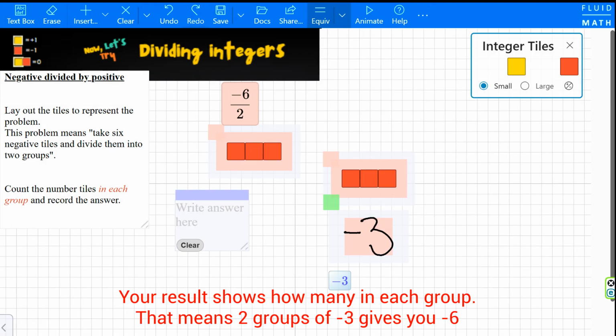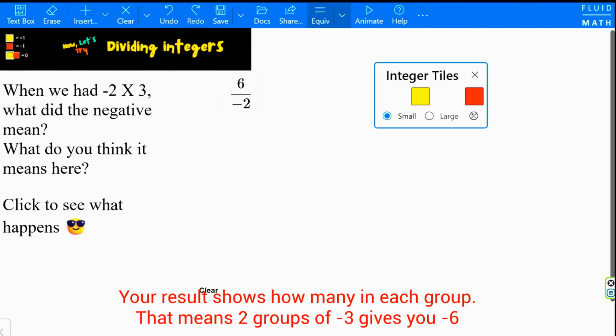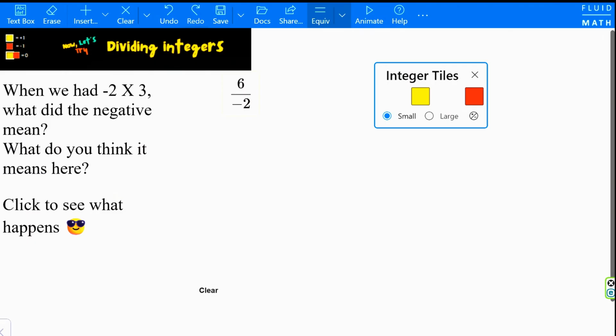Notice on the page, everything is color-coded in red. That's because all of these representations are equivalent. This one looks pretty straightforward. 6 divided by negative 2. Let's see what that looks like. I start with 6, and now I'm going to divide it into negative 2, but that doesn't make sense.